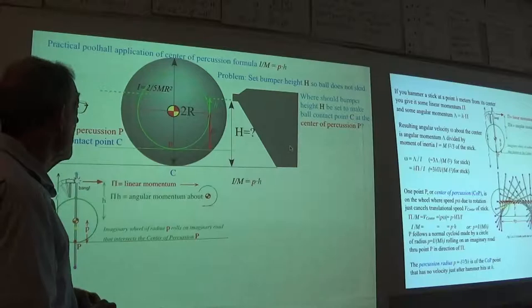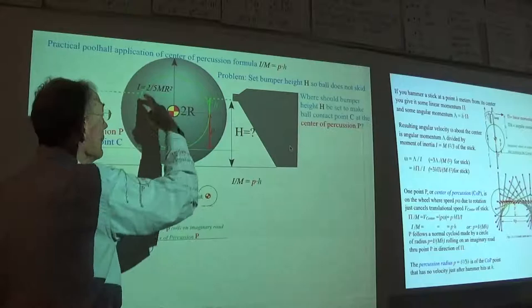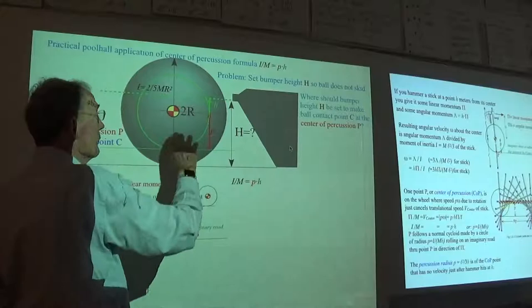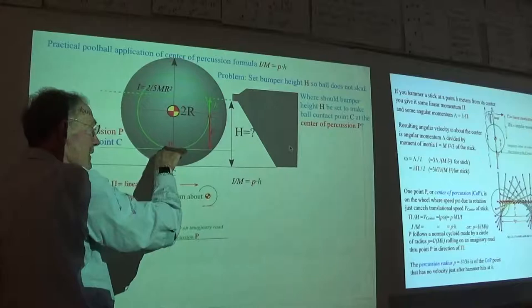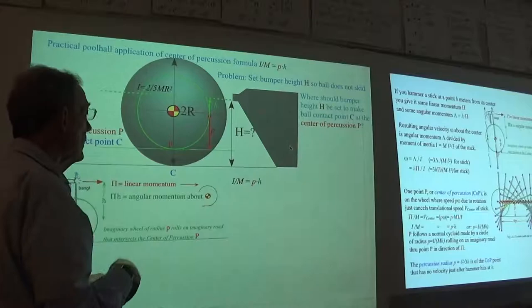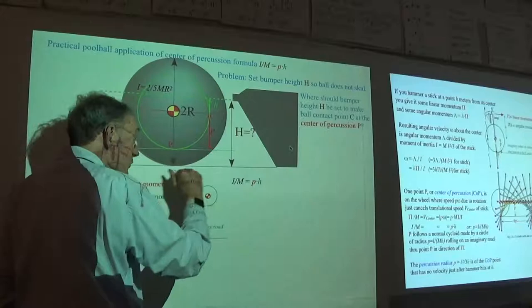So if you made the height just, if the ball was such that the percussion circle, the circle that's going to roll and make cycloids, was higher than the table point, the contact point, then when it hit there, this point right here would skid and waste energy a little bit.